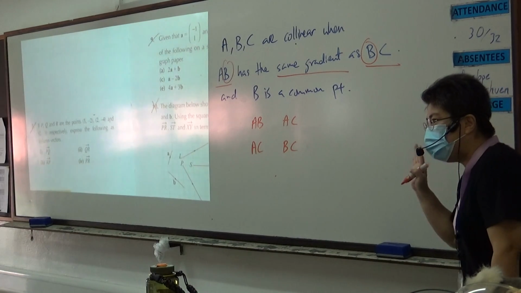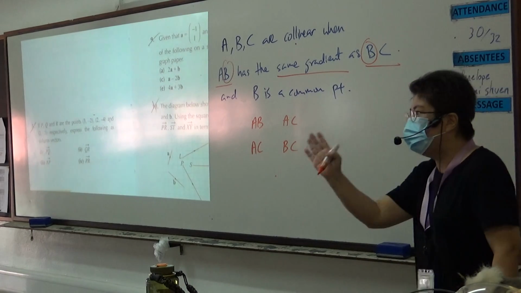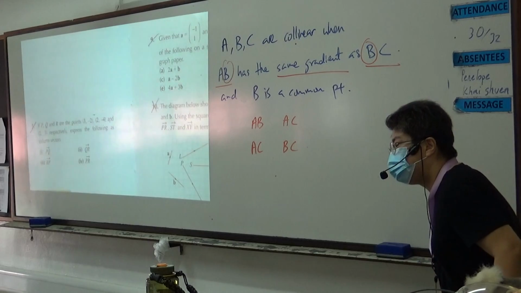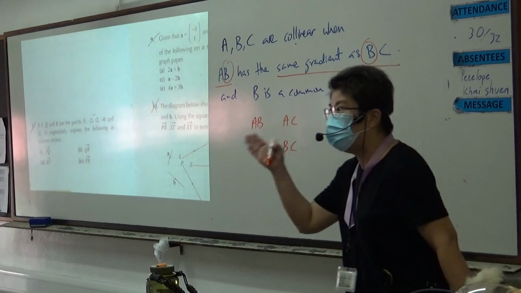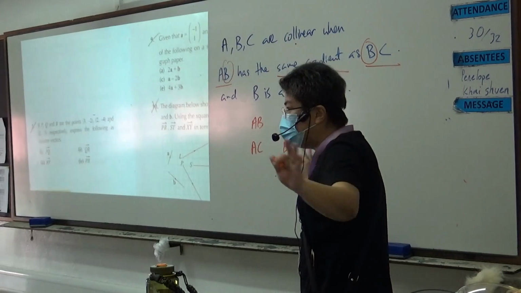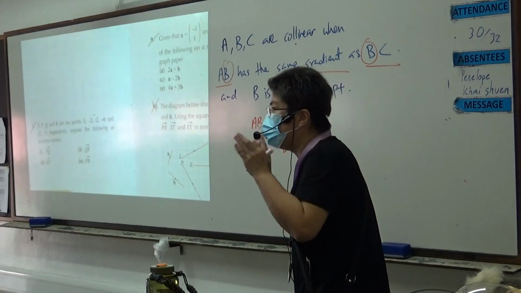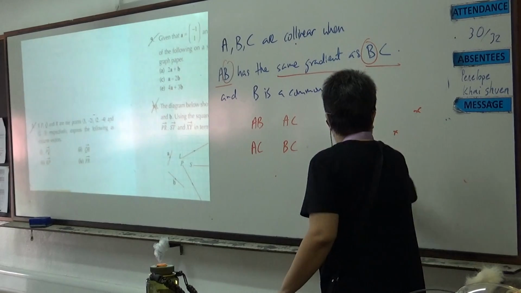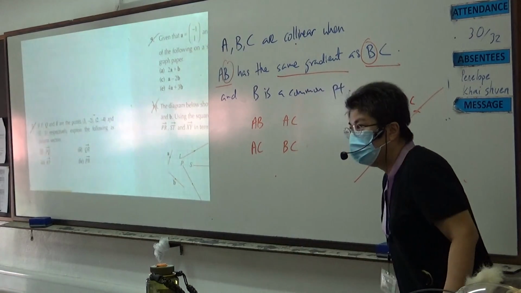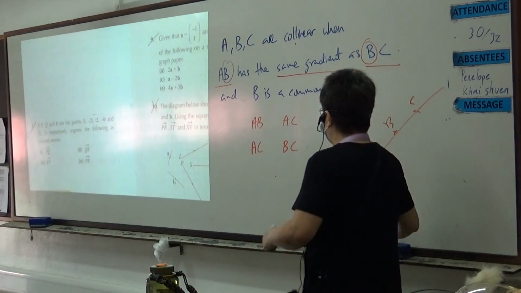Do you agree that if I talk about vectors, that means the two must be parallel? Same gradient means parallel, right? The two must be parallel and there must be a common point. Agree or not? You cannot just say parallel and no common point. Then they are not collinear. Collinear means lie in the same straight line. Understand? Lie in the same straight line. Why is that so? I will illustrate to you.